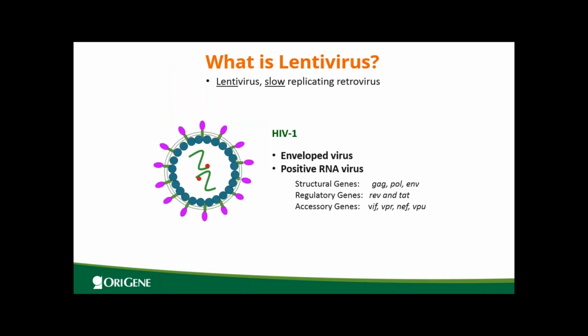So what is lentivirus? Lenti means slow. So lentivirus is a slow replicating retrovirus. The research-use lentivirus is derived from HIV-1. It's an enveloped virus. The genome is a positive RNA, and it has structural genes, regulatory genes, and accessory genes.